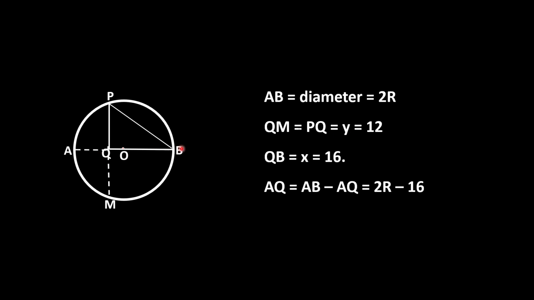QB is equal to 16 given, and AB is equal to 2R, the diameter. So the part AQ will be 2R minus 16. The total is 2R, that is the diameter, QB is 16 given. So the remaining part AQ will be AB minus QB, that is total diameter 2R minus 16. So AQ is 2R minus 16, QB is 16, PQ is 12, and QM is 12.